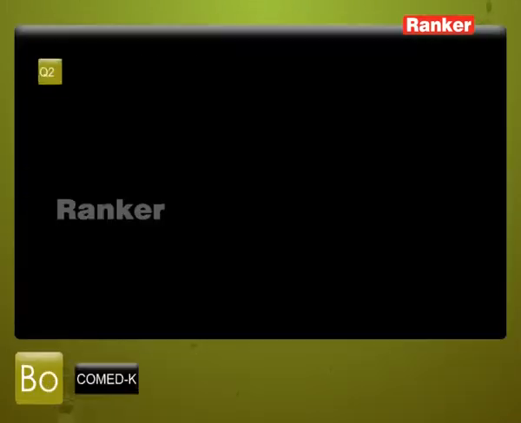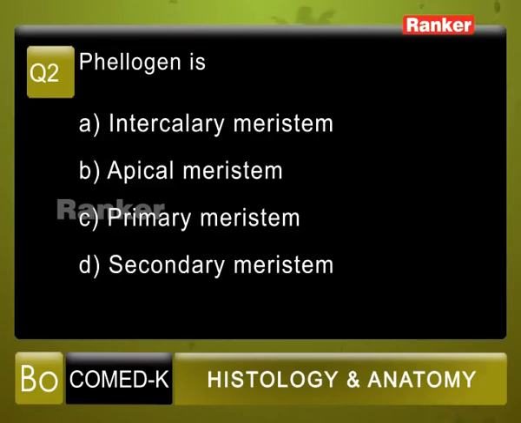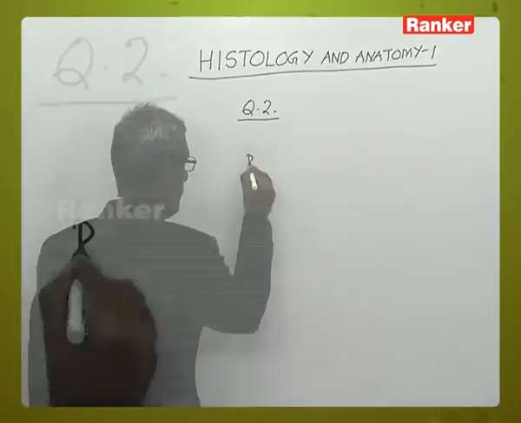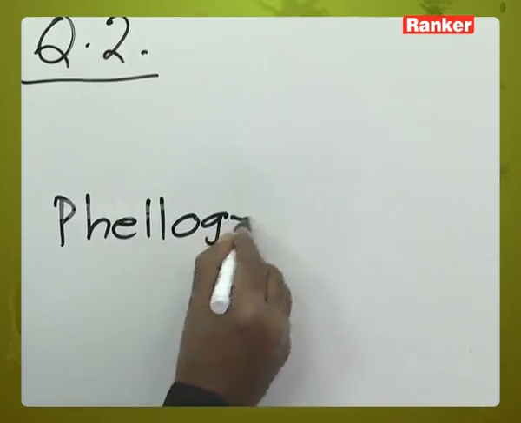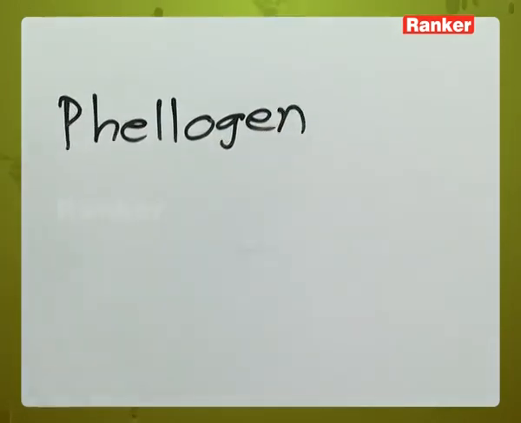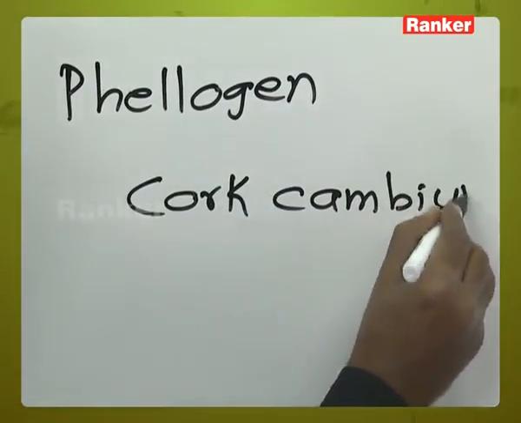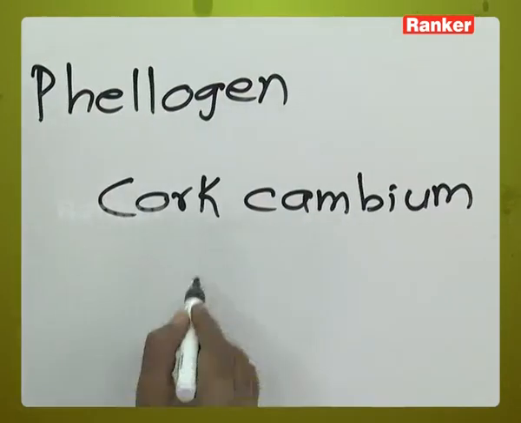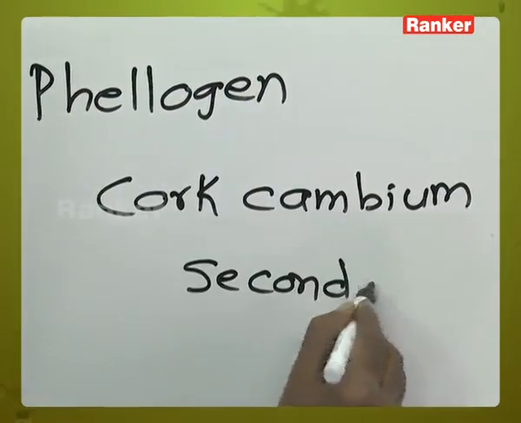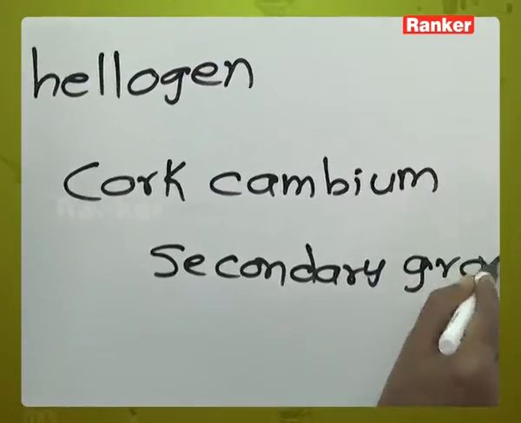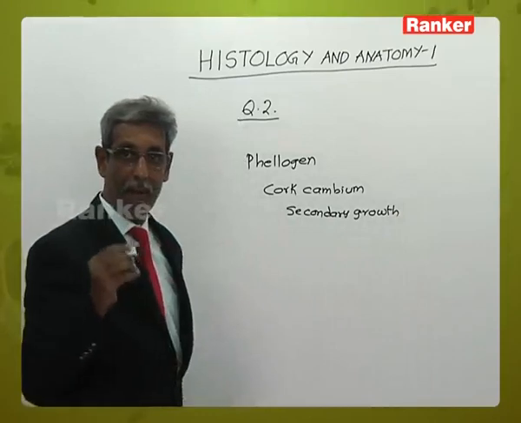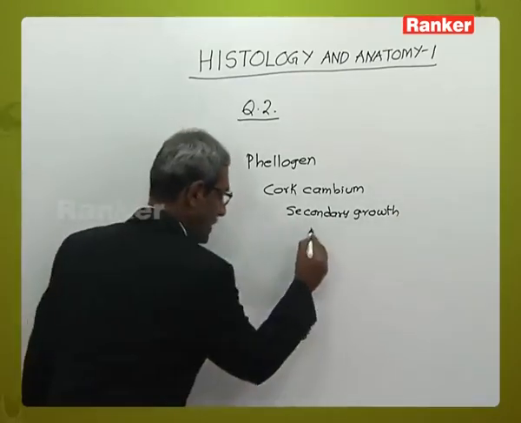Question number 2. Phellogen is A. Intercalary meristem, B. Apical meristem, C. Primary meristem, D. Secondary meristem. When we take phellogen, phellogen is also termed as cork cambium. It is formed during secondary growth. It is a meristematic tissue which is formed late in the season.